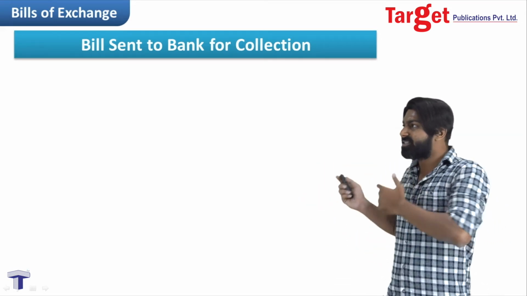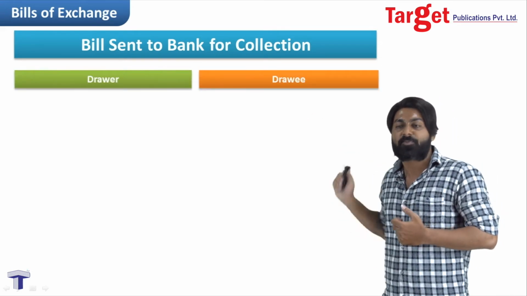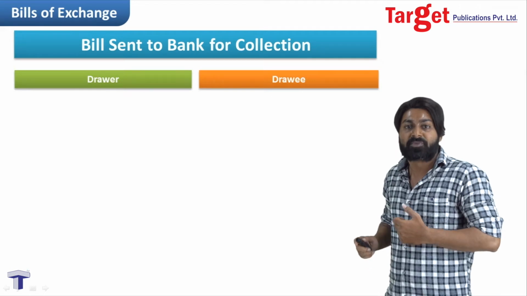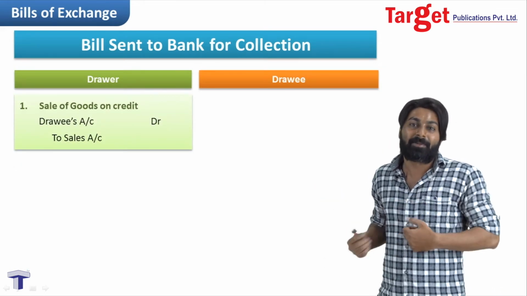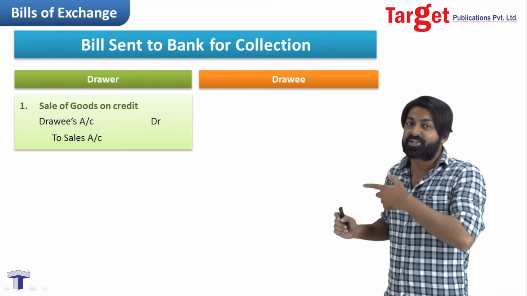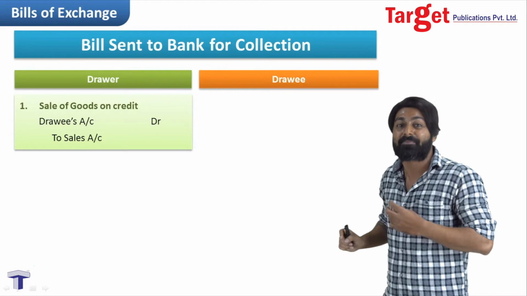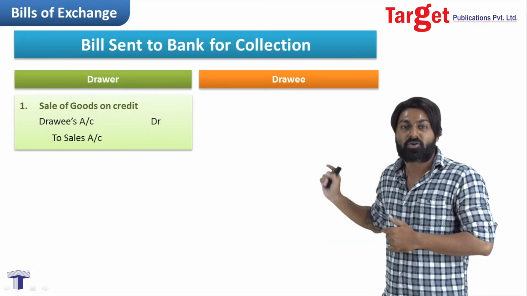So here, let us see how to put this into journal form. So we have to again think from the drawer's point of view and the drawee's point of view. So in the books of the drawer, what will be the entry for credit sale? The entry will be drawee's account debit to sales account. Why drawee's account debit? Because debit the receiver. Why sales account credit? Because credit all incomes and gains. So the entry becomes drawee's account debit to sales account.